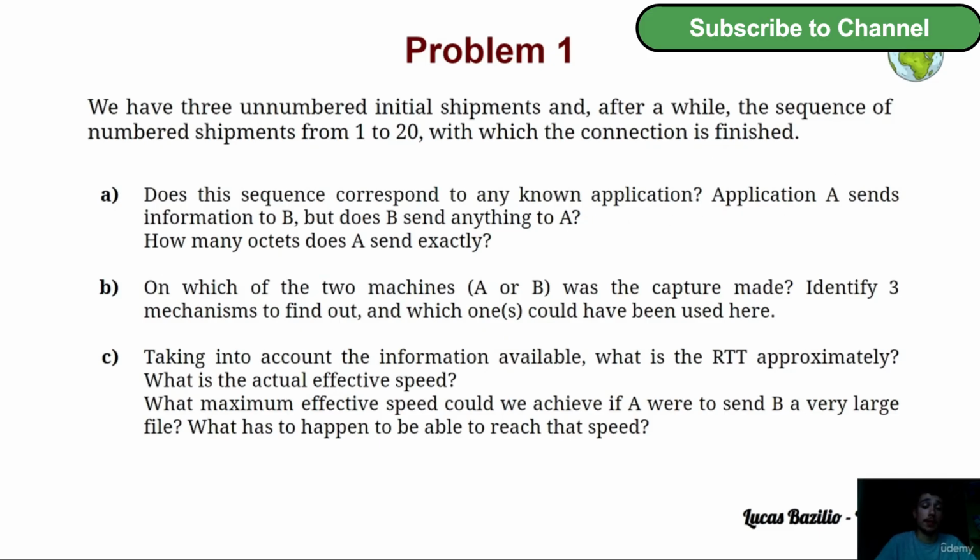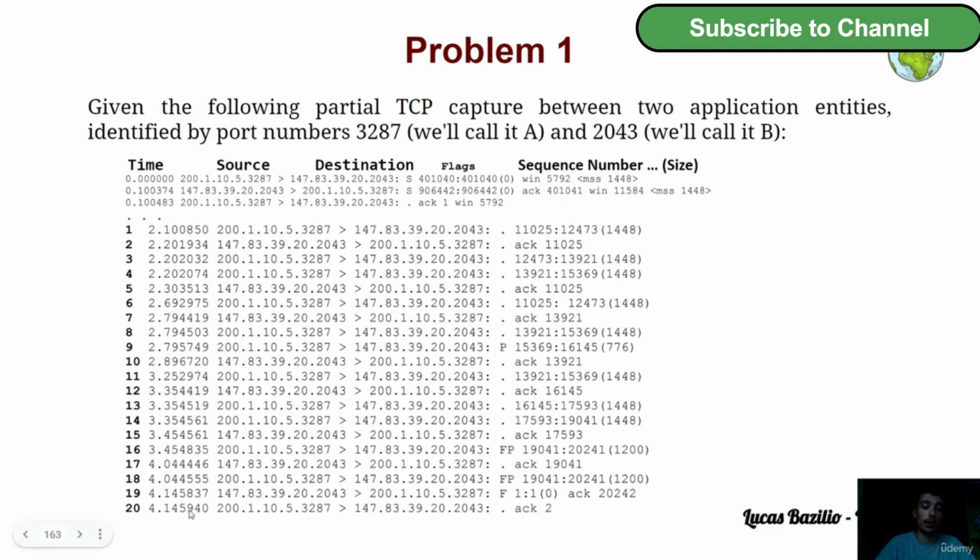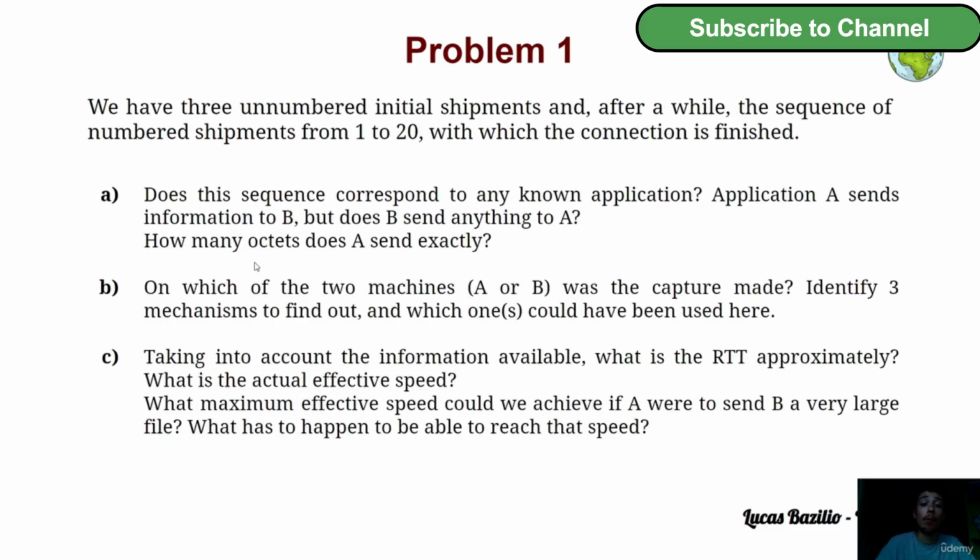Then application A sends information to B. But does B send anything to A? Well, we only need to look at the last acknowledgement from application A, and this gives us 2. So we only have the finalization and the synchronization. We have 0 bytes of data. And how many bytes or octets did A send to B exactly?